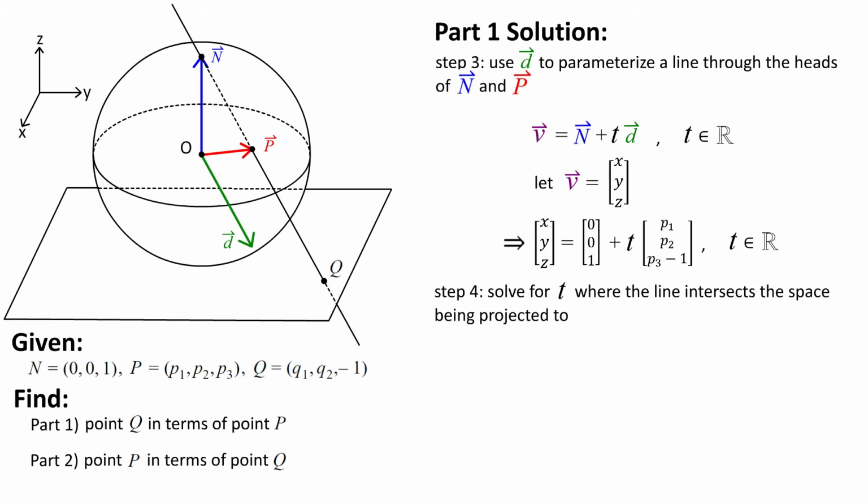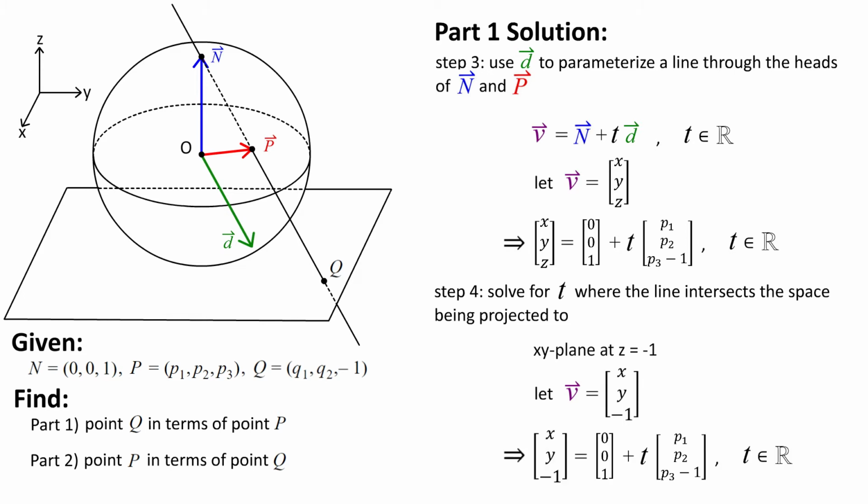We're now on step 4, which is to solve for the value of t for where the line intersects the space being projected to. The space we're projecting to in this case is the xy plane at z equals -1. So let's let vector v equal (x, y, -1). Therefore, our line turns into (x, y, -1) equals (0, 0, 1) plus t times (p1, p2, p3 minus 1). And this is where t is some element of the real numbers.